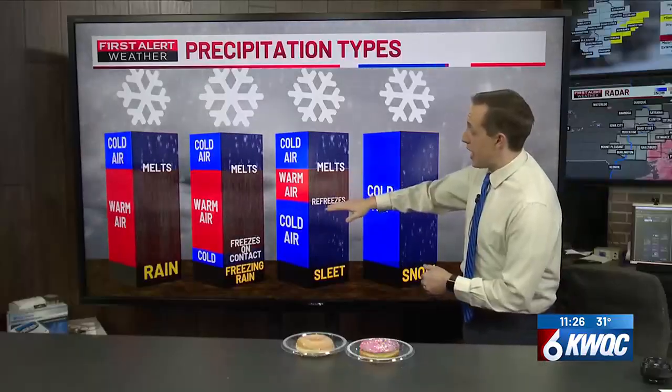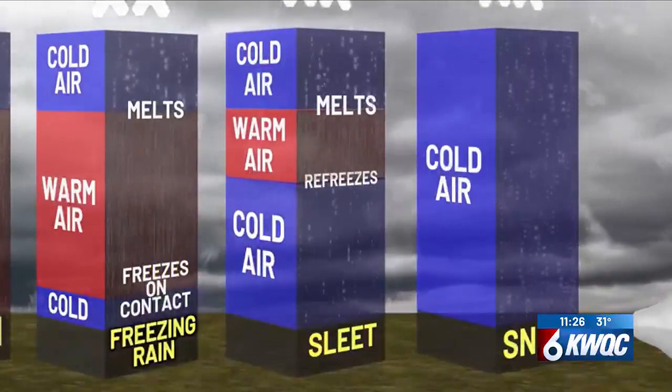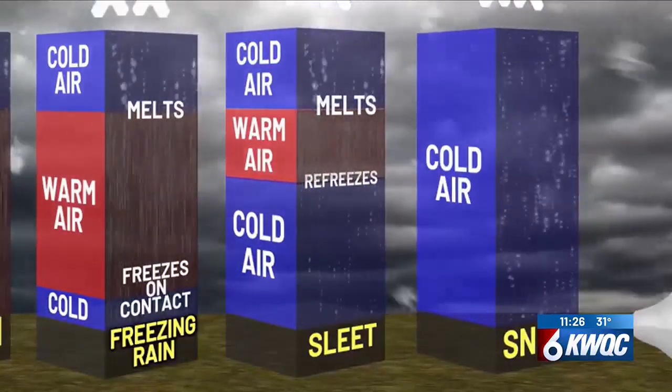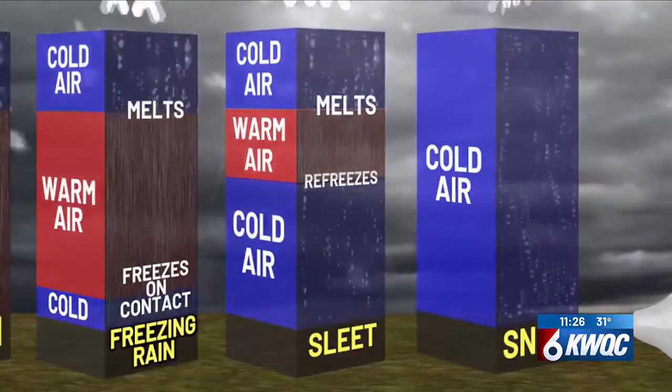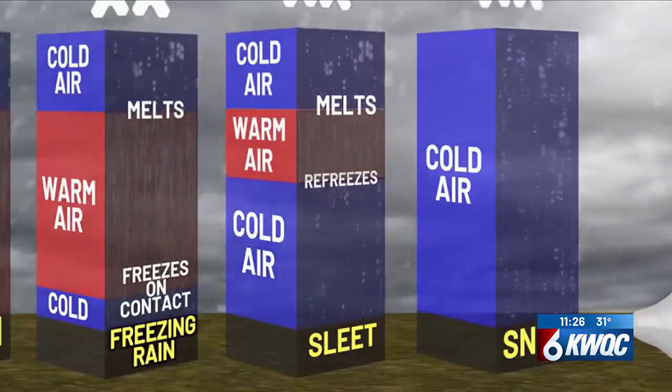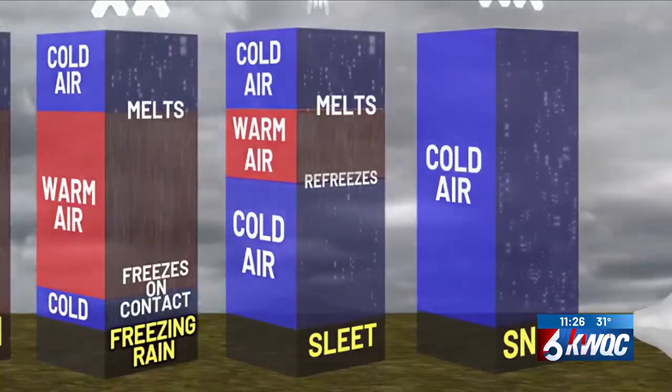Now, as far as sleet goes, we've got a shallower layer of warmer air aloft falling through a deeper layer of cold air, so that rain actually has time to start to transition over to snow, and actually ends up as ice pellets, and that's where we get sleet.